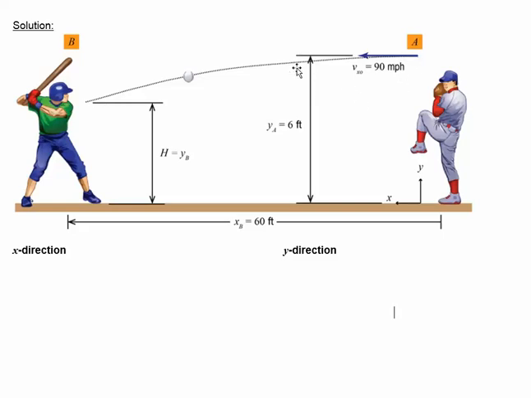You can also see I've labeled the height that the ball is initially thrown as being YA, because that is the height of the ball at point A. And also a big H, which we want to find, I've labeled that YB, because that's the height of the ball when it reaches the batter. And then we have the distance between the pitcher and the batter, which is 60 feet, and I've labeled that XB.